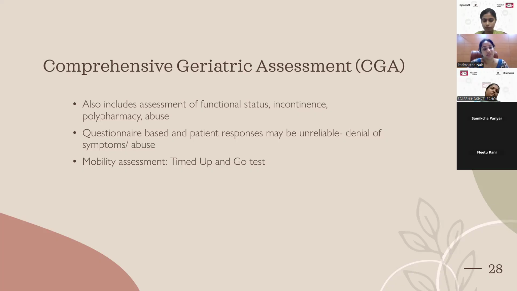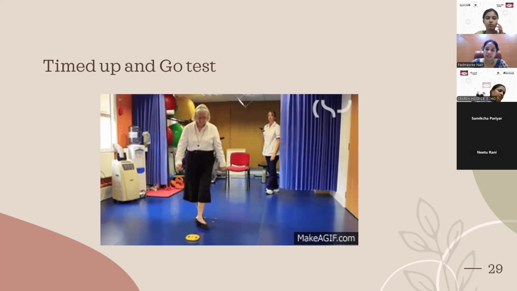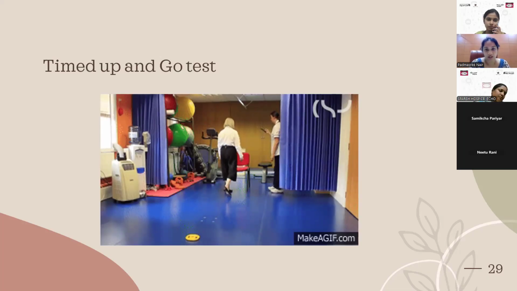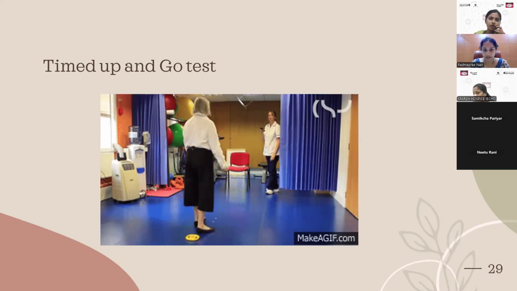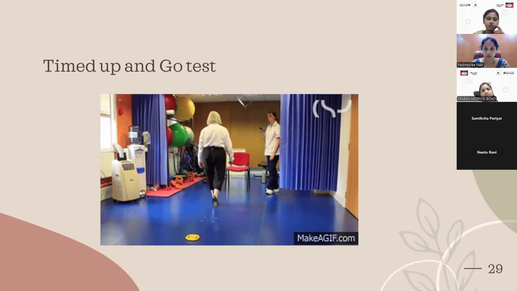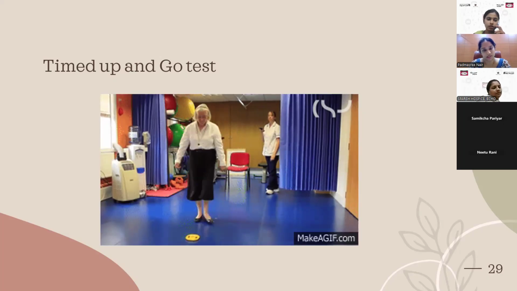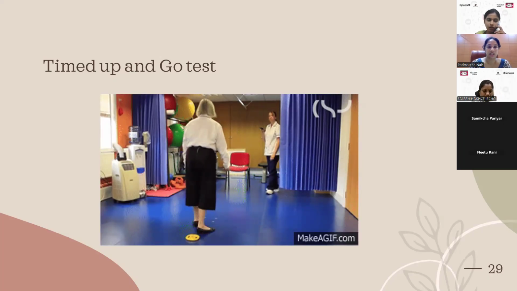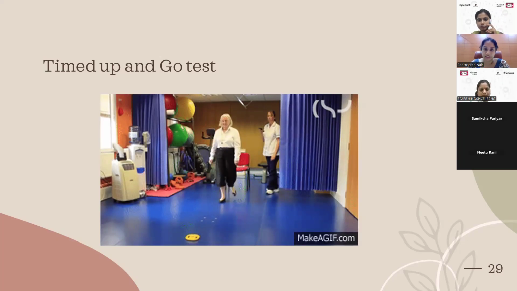Another difference here is the timed up and go test. That is what we use for mobility assessment in a comprehensive geriatric assessment. This is a picture of the timed up and go test, where the healthcare professional makes the patient sit on a chair. We ask them to get up, walk to a point that is 3 meters away, then turn back, come back and sit in the chair. We time them for the entire process, from the point they get up to the time they come back and sit down. Here, the cutoff is 12 seconds. Anything more than that indicates that there is a mobility issue.